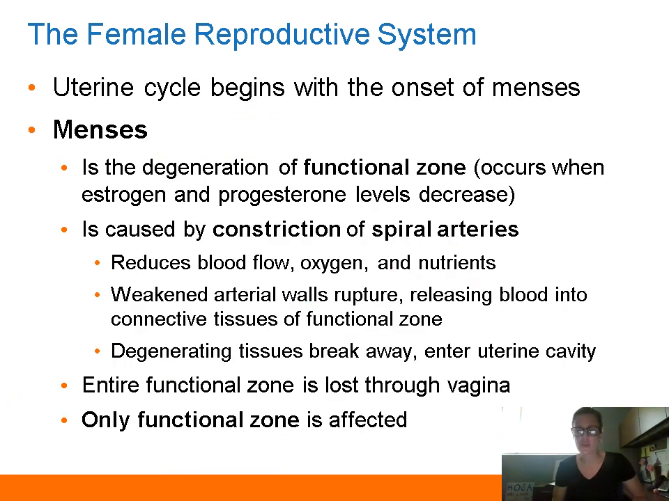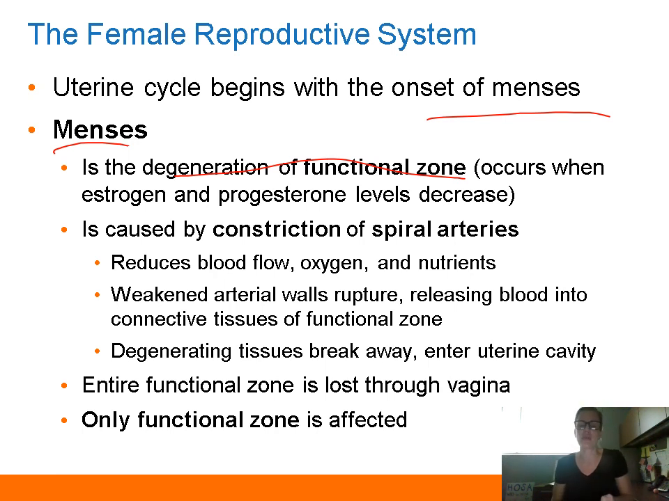Okay, so the uterine cycle begins with the onset of menses. Menses is the degeneration of the functional zone of the endometrium. So the endometrium degrades when the corpus luteum dissipates and the levels of estrogen and progesterone decrease. They drop dramatically at the end of the ovarian cycle.